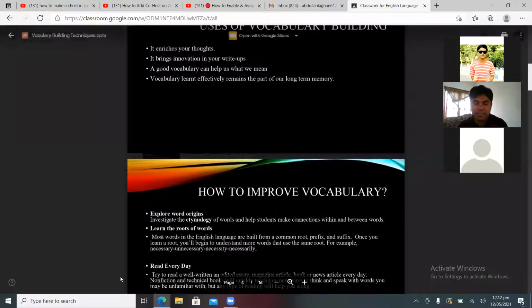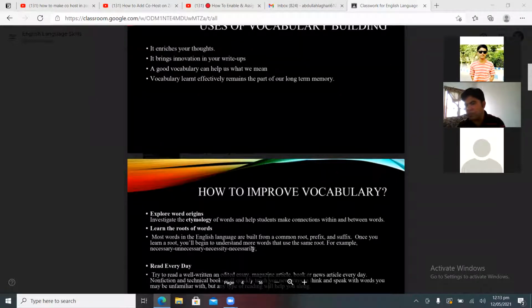Again, the example is here. You can see necessary and then unnecessary. This un is a prefix, right? And necessity, necessarily. So necessarily, it is a suffix, right? By finding or exploring the origin of words, we can also enhance our vocabulary, right?